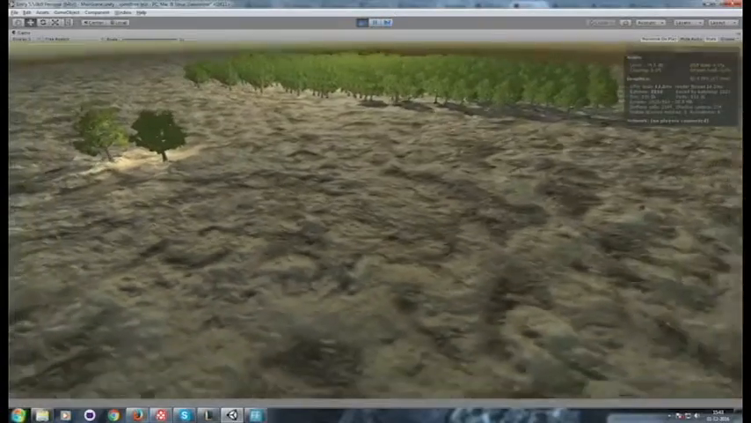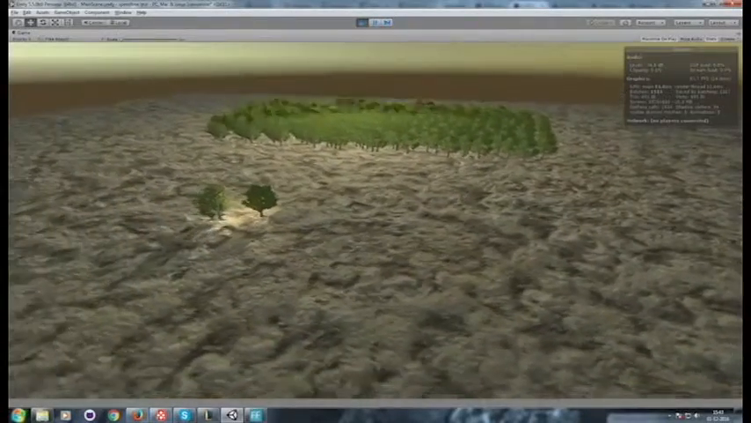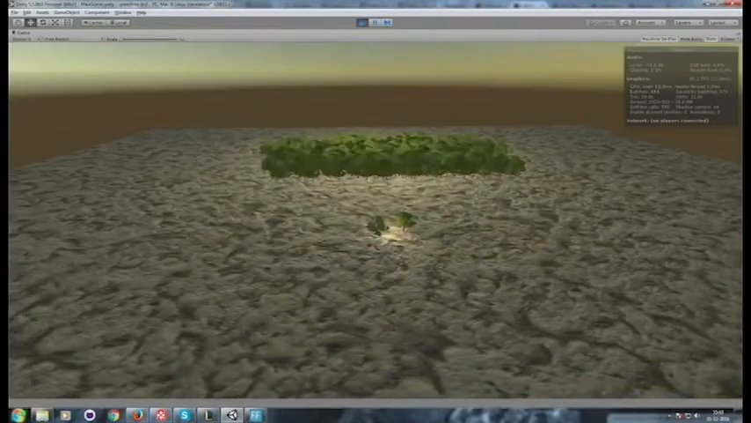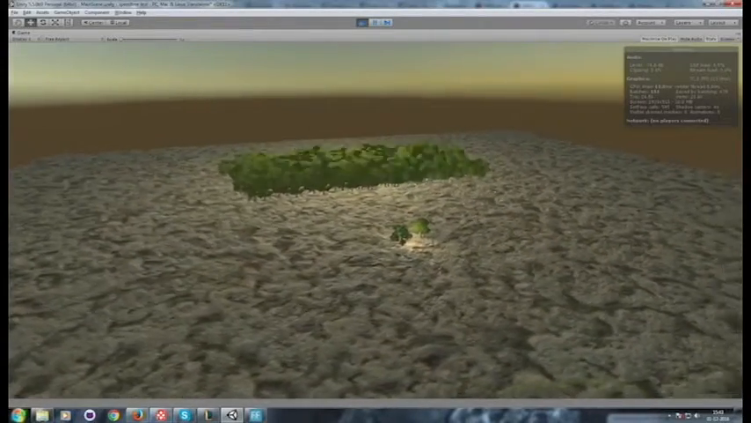We have here two examples of performance. The first one here, we have around 480 trees with a billboard shader. This results in around 70 to 80 frames per second.